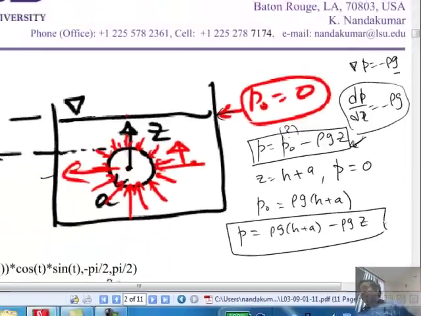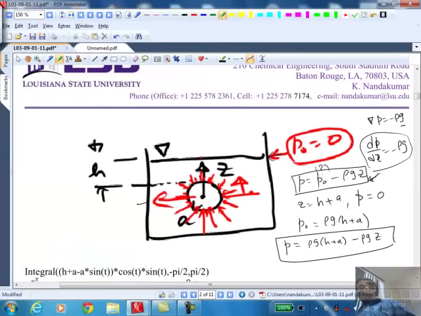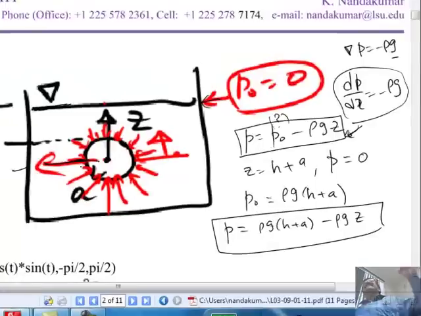And you can always verify it. For example, when I put z equals h plus a, I get P equal to 0 at the free surface. When I put z equal to 0, what do I get? z equal to 0 is this plane, right? That's where my center is, my origin is. So the pressure is rho g times (h plus a), which is what I would expect. So I have an ability to calculate the pressure at any height, z.